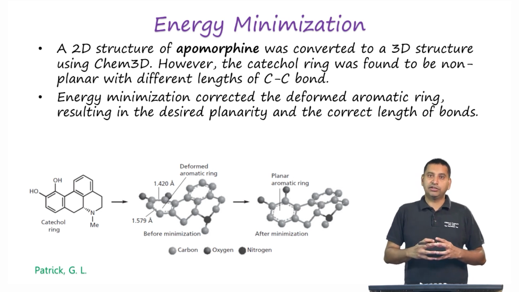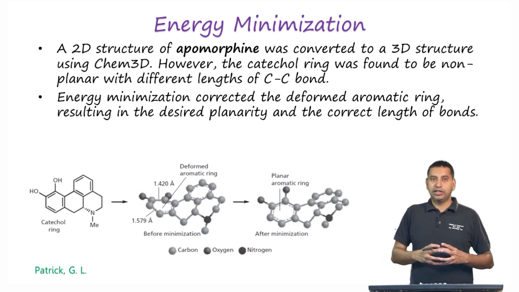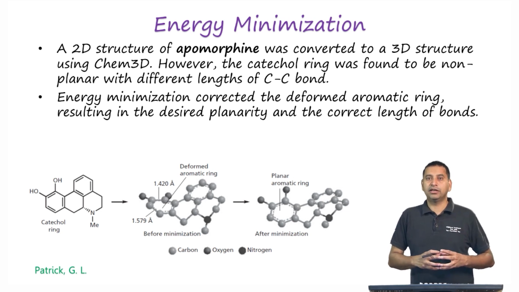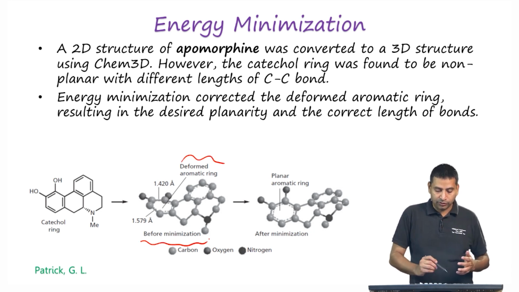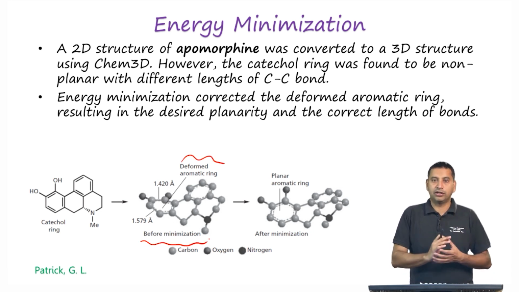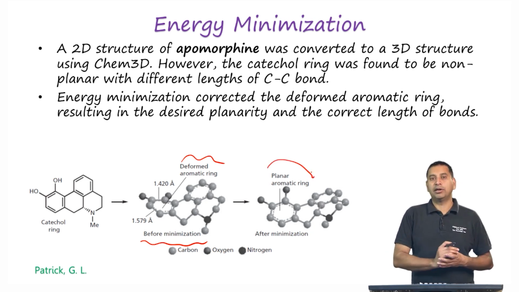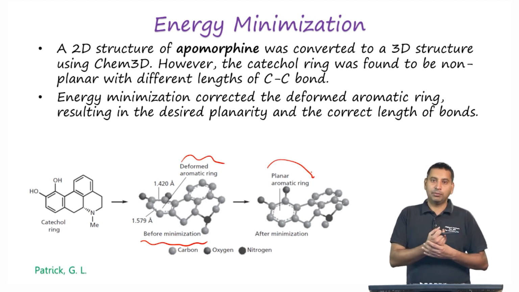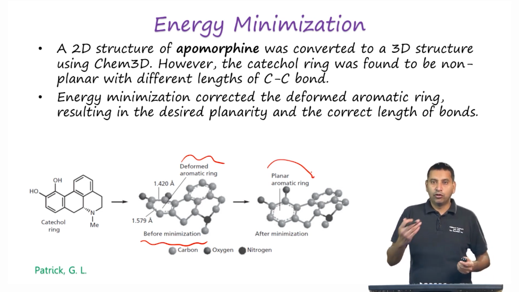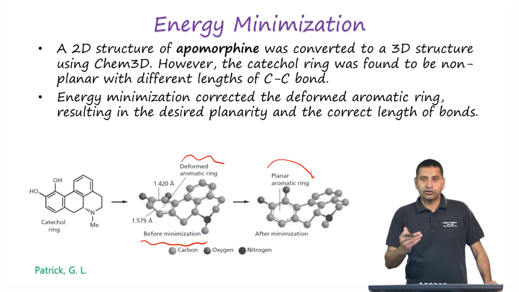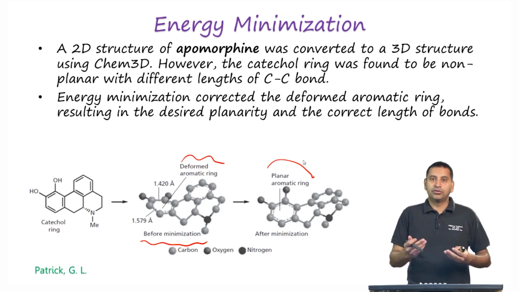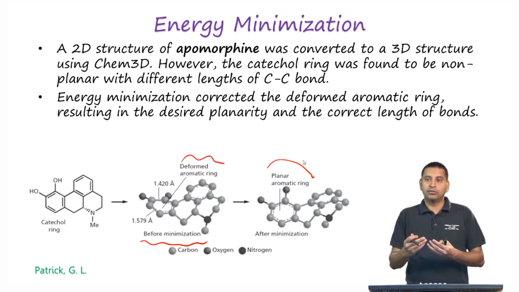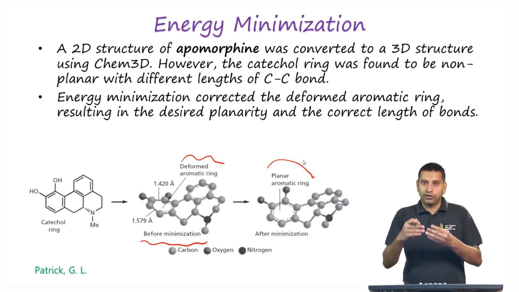The example here is apomorphine. When you convert it to the 3D structure using Chem 3D, you will find that there is a deformed aromatic ring, and the bond lengths or the geometries are quite different. But when you do the minimization, you actually get a planar aromatic ring, which is more reflective of what happens in reality. So, before we get into any further drug discovery efforts, we would need to do what is known as energy minimization. This allows us to work with one of the major thermodynamic minima of the structure.